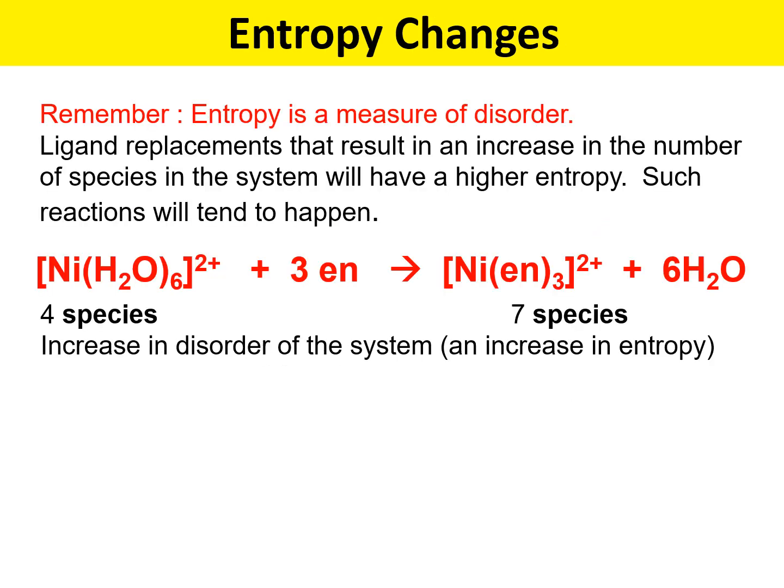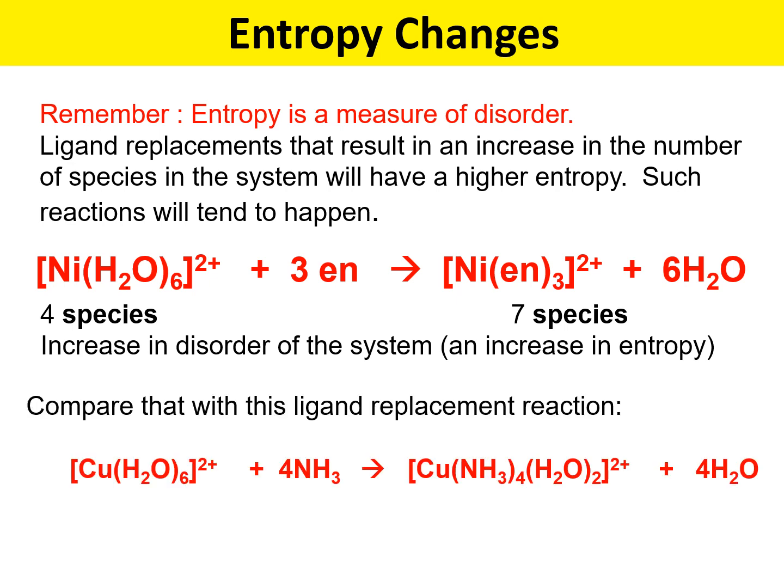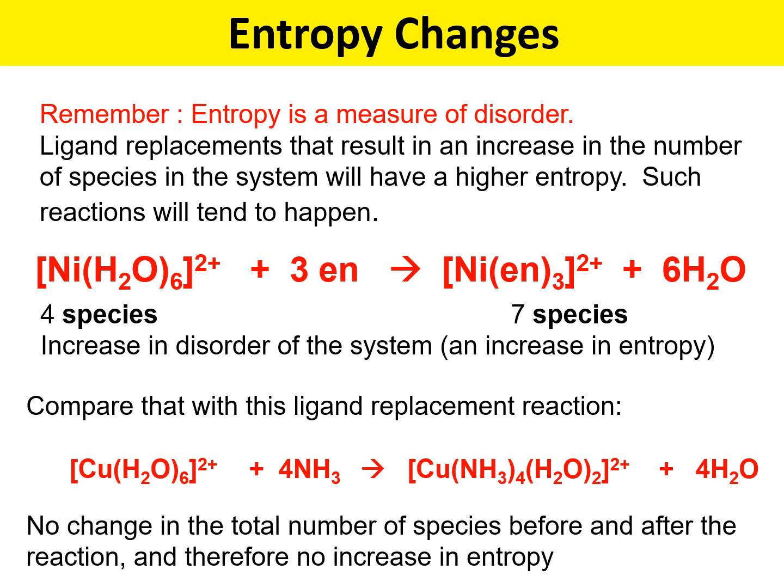Let's look at entropy changes. We met entropy in A2 Unit 1, and it's a measure of disorder. In the example shown, there are 4 species on the right-hand side, but there are 7 species on the left-hand side. This would cause an increase in disorder, which is an increase in entropy. If we look at the example below, we can see that in this case, there is no change in the total number of species before and after the reaction, so there is no increase in entropy.